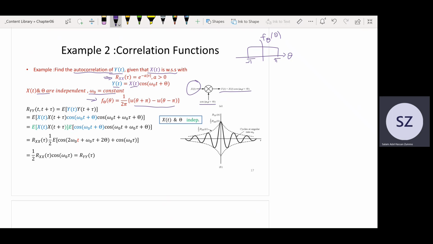Now the question is, find the autocorrelation function of the output signal, given that I know the distribution of the phase in the carrier and the autocorrelation function of the original signal, my data. So how to do it? I start with the definition of R_YY of t plus tau. This definition is the expected value of y of t times y of t plus tau. Now, as usual, we need to substitute for y of t. So what is y of t? x of t multiplied by cosine omega 0 t plus theta. And what is y of t plus tau? It is x of t plus tau multiplied by cosine, the same, but with t plus tau.